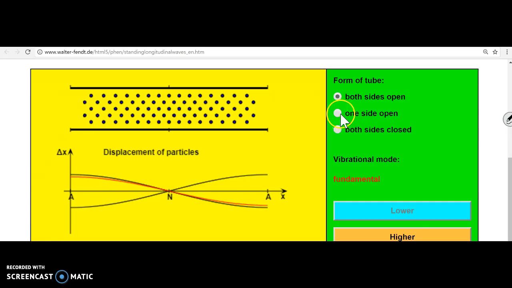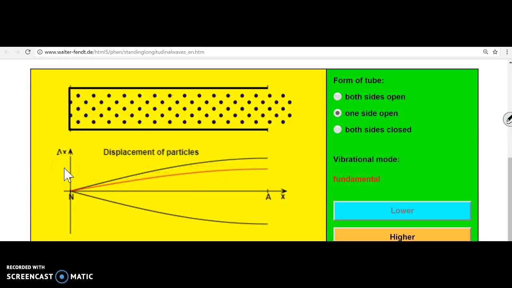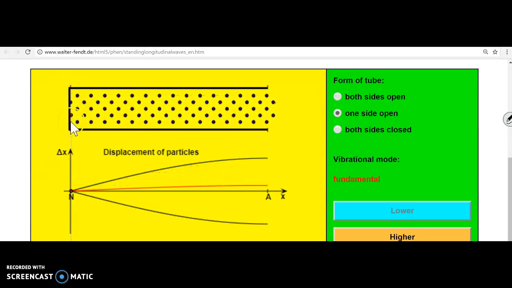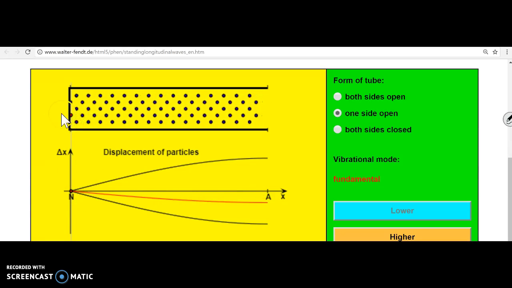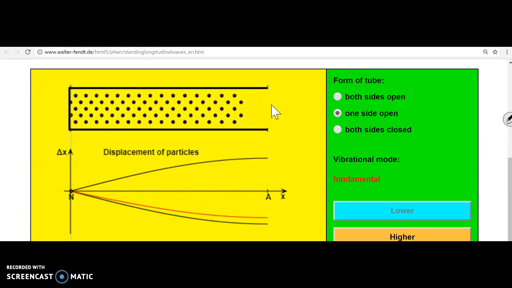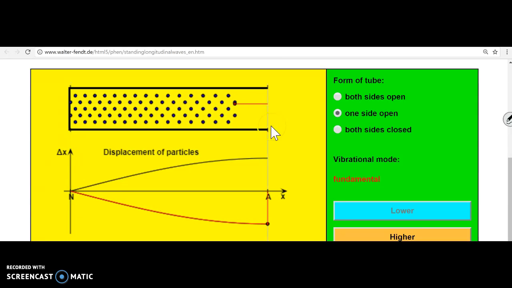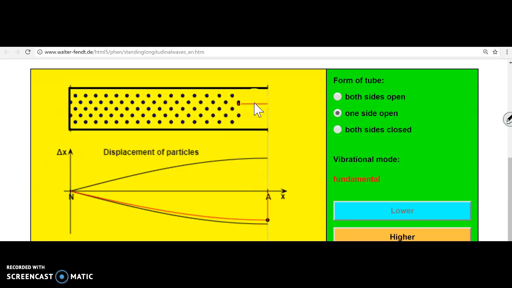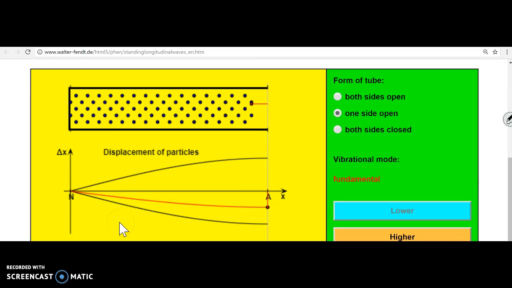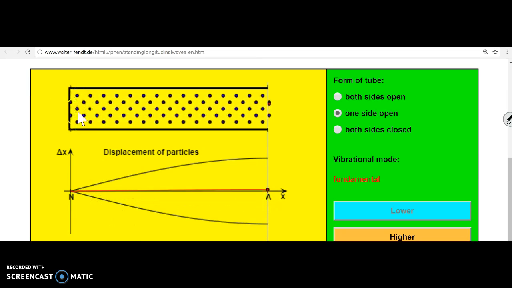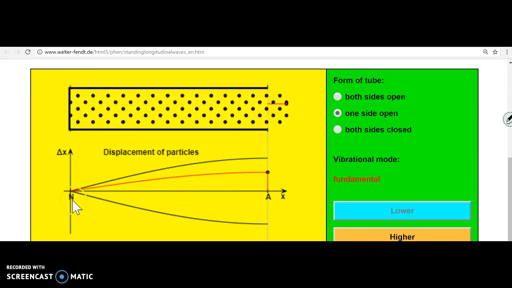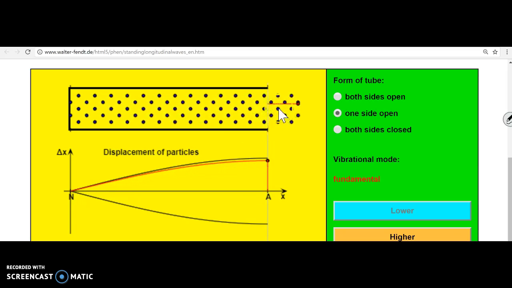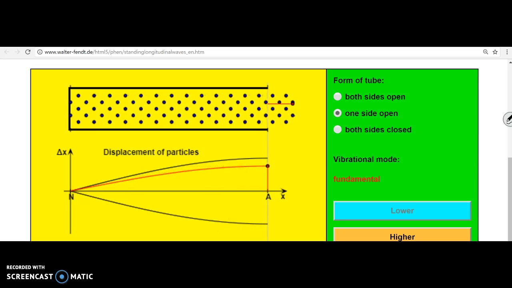If we close one end so that now there's a wall, these particles can't move at all. If they try to oscillate left and right, they bump into the wall. But these particles at the open end, they can move really far. Closed ends where the particles are fixed are nodes. Open ends where the particles are free to move, those are antinodes.